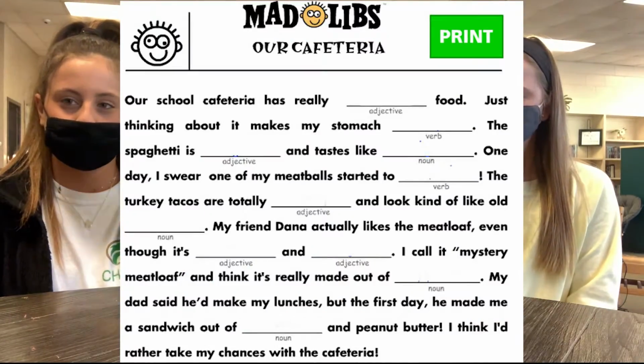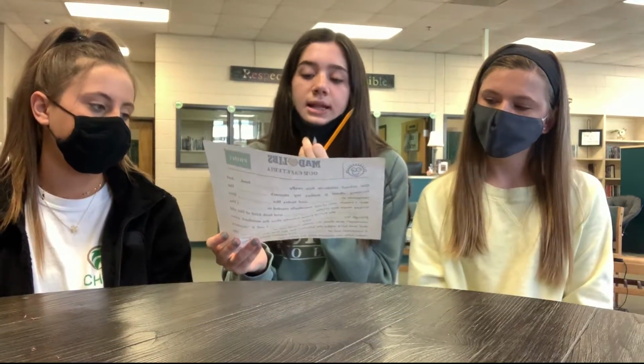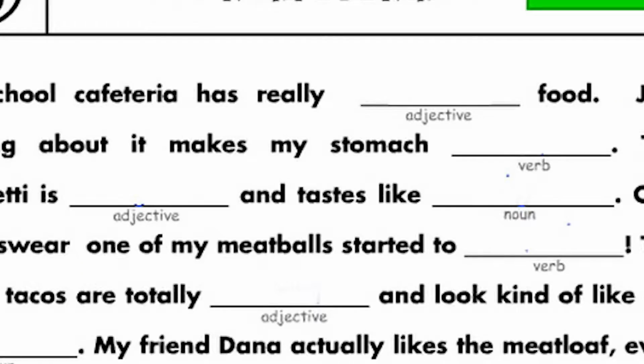Hey guys, this is Lydia and I'm here with Abigail and Addison, and we are going to be doing a Mad Lib today. So basically a Mad Lib is where I ask them for a certain thing like an adjective, verb, or a noun, and I'm going to be writing that in these blanks, and at the end we're going to see how funny it is because they don't know what they put the word into.